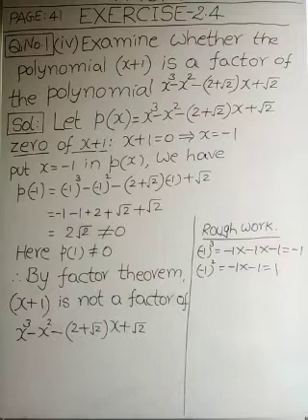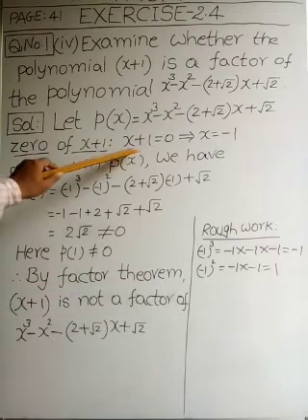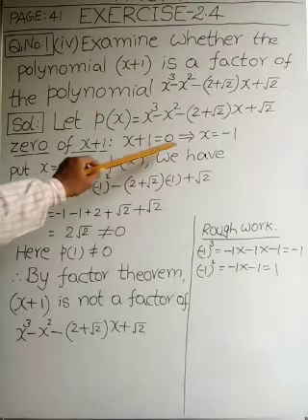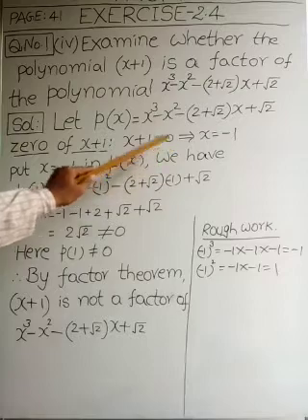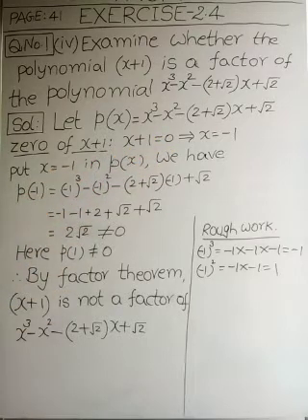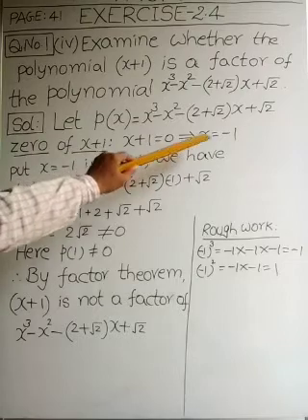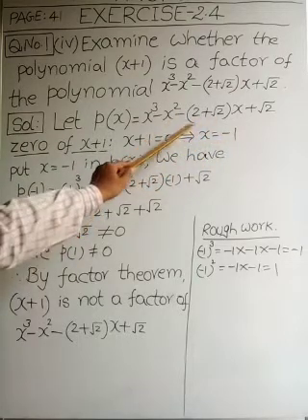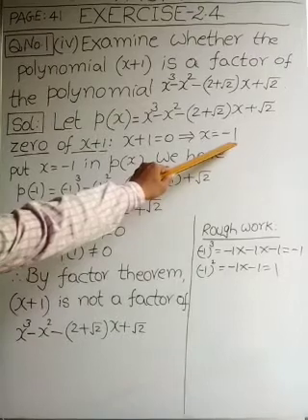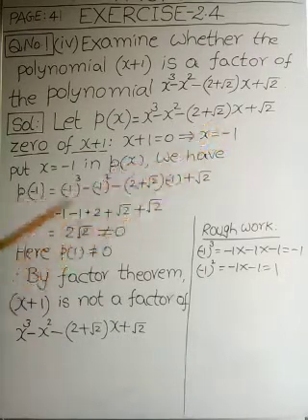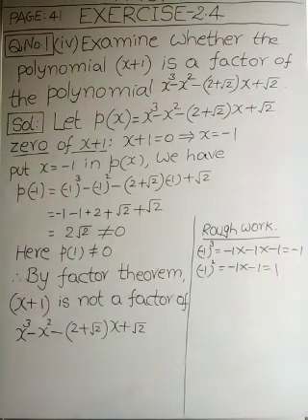How can you find the zero of a linear polynomial? We have to write the equation: given linear polynomial is equal to 0. Then we have to solve it. From this equation we get x is equal to minus 1. If we move this plus 1 to the RHS, we get minus 1. So we have to substitute minus 1 in the given polynomial. It means we are finding the remainder when it is divided by x plus 1.